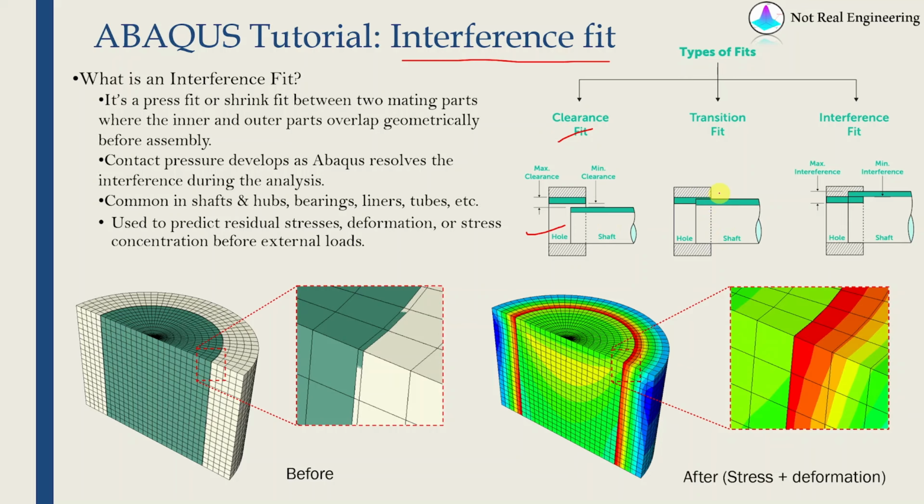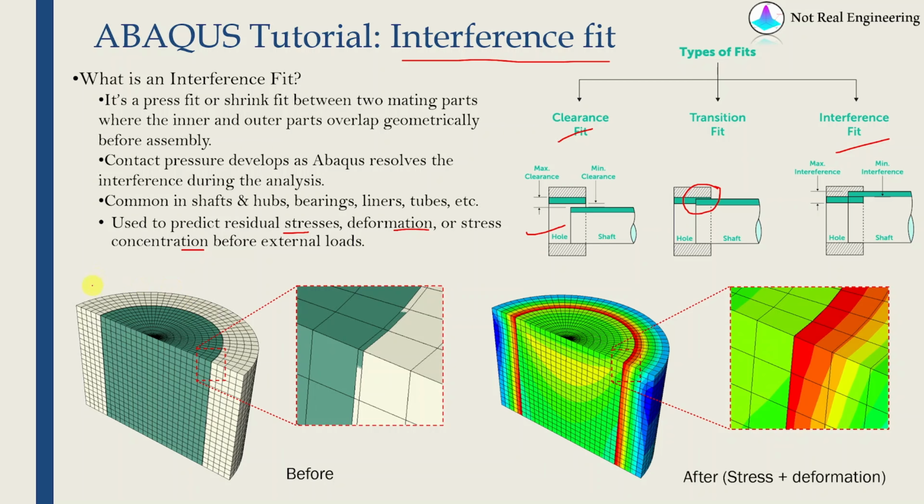When their tolerances interfere like this, it is a transition fit, and when the shaft diameter is bigger than the hole diameter, it is an interference fit. We use such kinds of interference fits, hence it is very important to model that in Abaqus because it will help us to predict residual stresses, deformations or stress concentration before external load. Usually in the first step we model this interference fit, and in the next steps we apply loads. As Abaqus resolves this interference fit during the analysis, contact pressure develops between those surfaces.